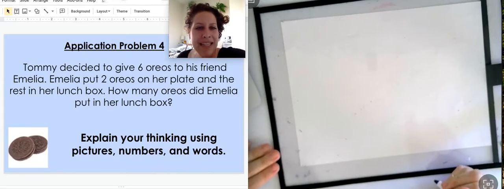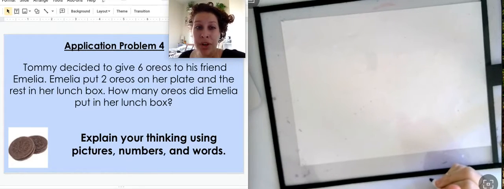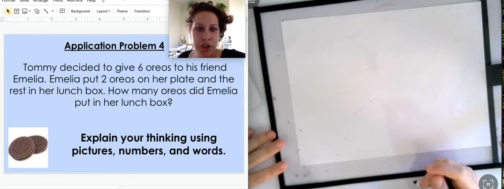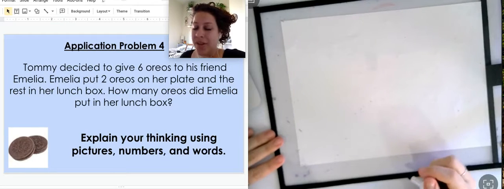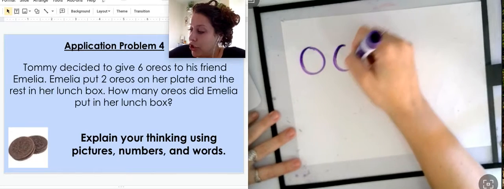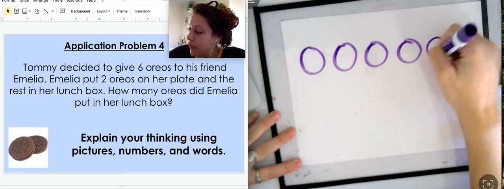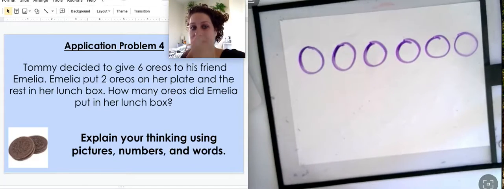This one says Tommy decided to give 6 Oreos to his friend Amelia. Amelia put 2 Oreos on her plate and the rest in her lunchbox. How many Oreos did Amelia put in her lunchbox? Explain your thinking using pictures, numbers, and words. All right, so first I'm going to draw the 6 Oreos. 1, 2, 3, 4, 5, 6. Because Tommy gave Amelia 6 Oreos.